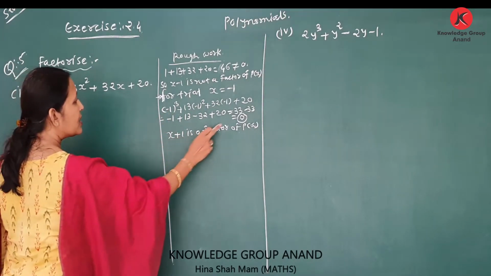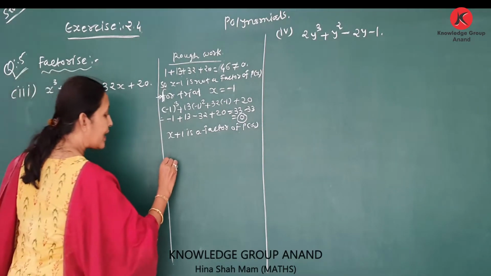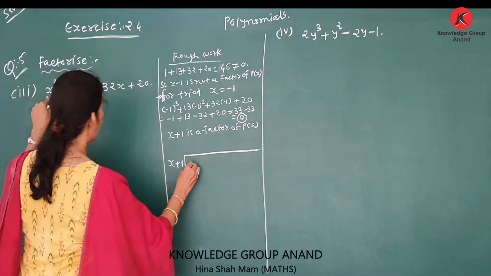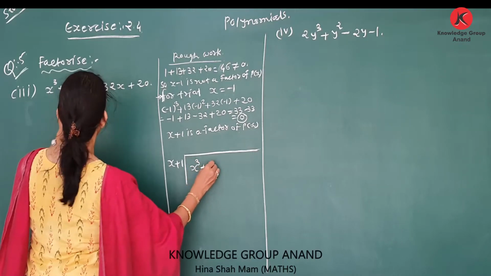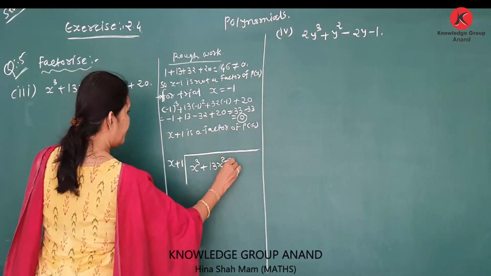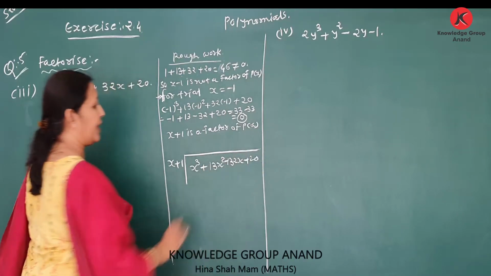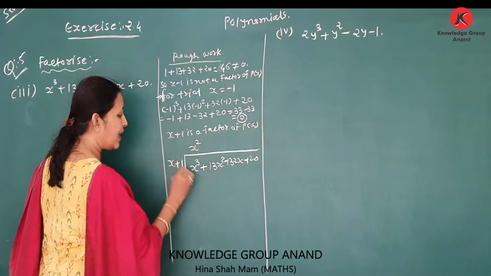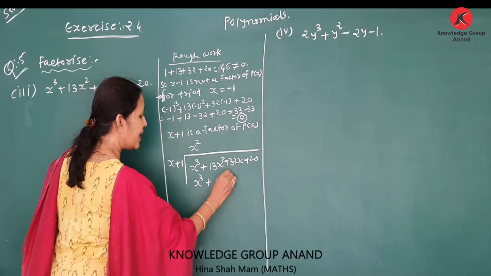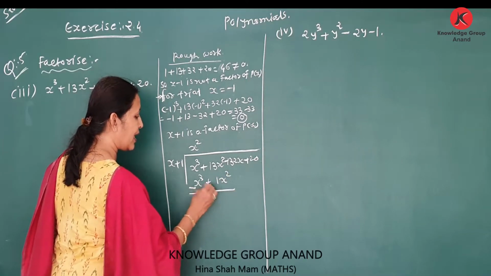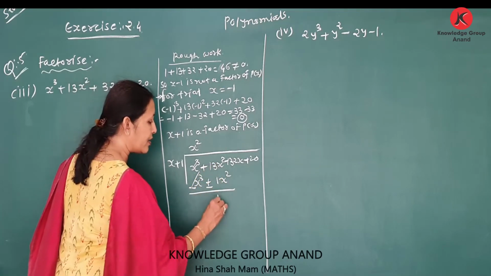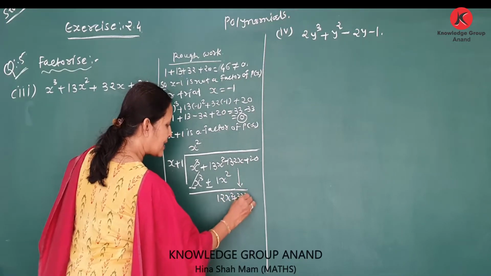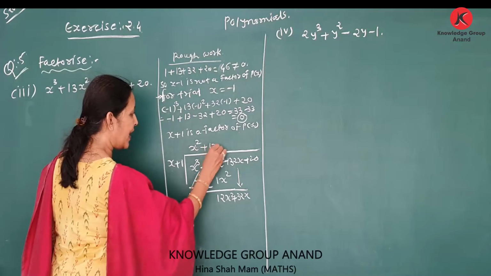Now, x plus 1 is a factor of this polynomial. Therefore, the polynomial is divided by this: x cube plus 13x square plus 32x plus 20. Okay? We start. Which is our first term? x square. x square into x, x cube plus 1x square. Long division method, change the sign. Cut, 13 minus 1, 12x square. Here, which is the next term? Plus 32x. Then we write here plus 12x.